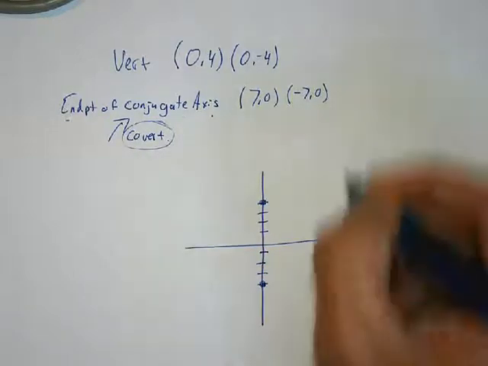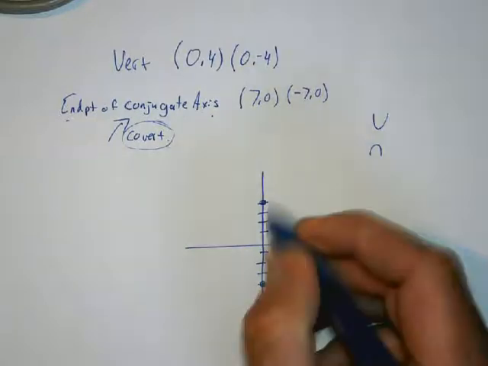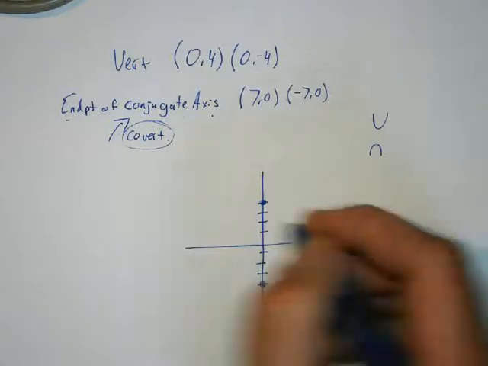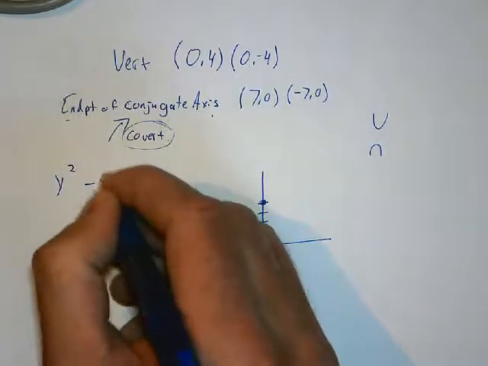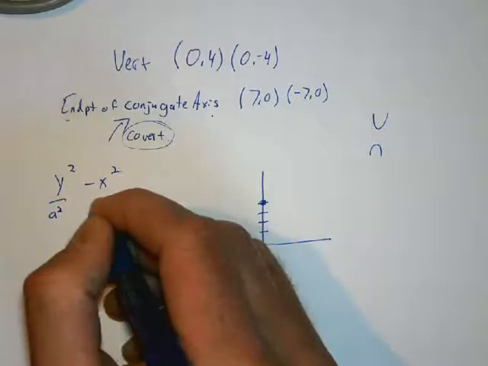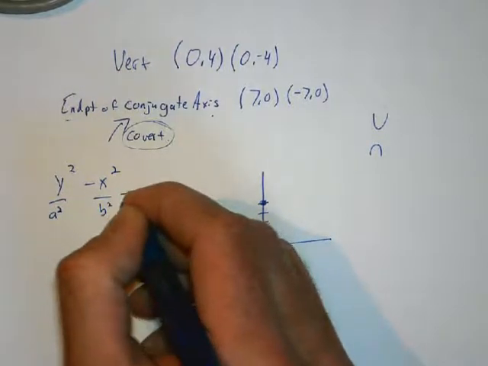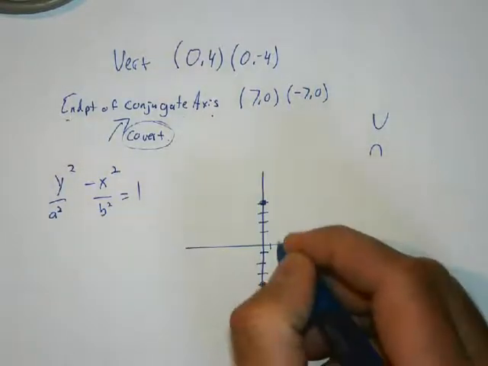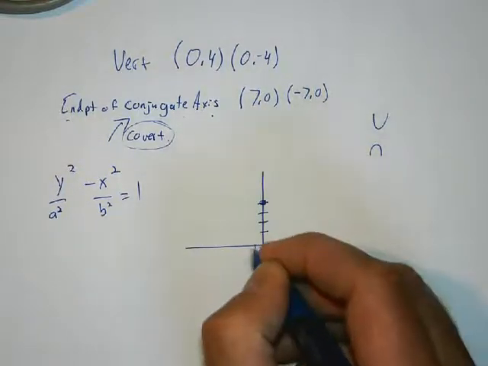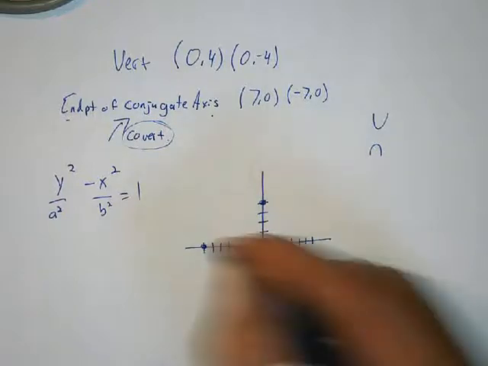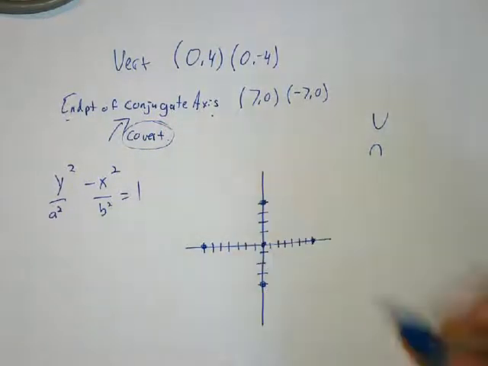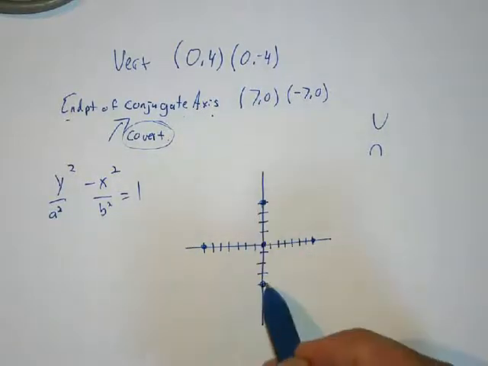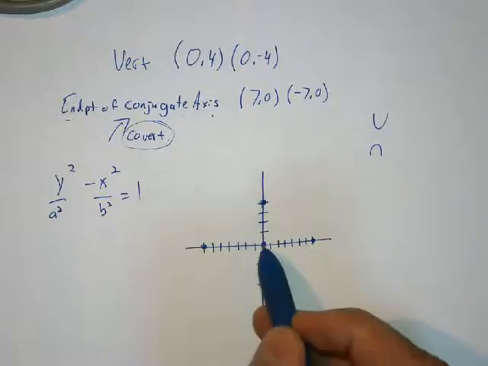That tells me that it's doing this. If my vertices are up and down, that means these have to be on those parts. So we know that's going to be a y squared first. The covertices are at 7 and negative 7. And now we know, since our center is at the origin, your center will always be located at the midpoint of here and here. So if you add that distance up and take half of it, you're going to get 0.